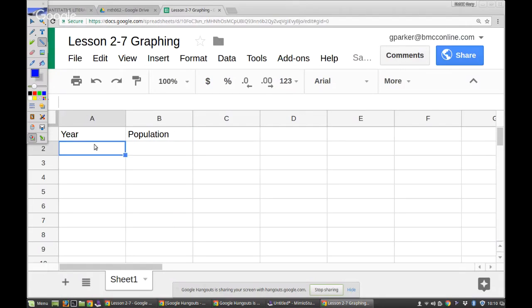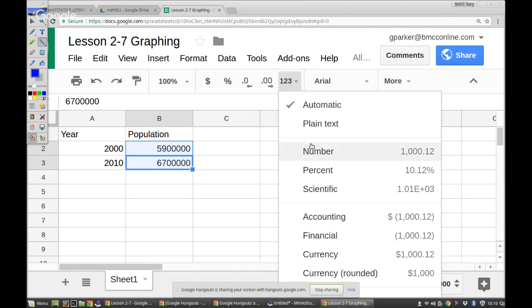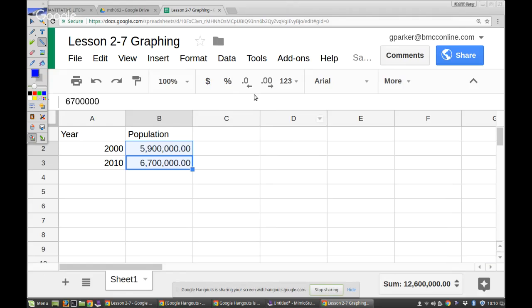So the years I'm working with are 2010. Populations are 5.9 million and 6.7 million, which we're going to type as regular numbers. So get all that typed in there. It would be a good idea to format your populations as numbers so that you can see those commas. If you need help doing that, let me know.